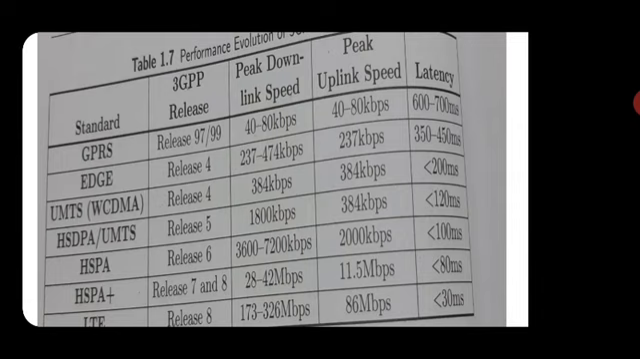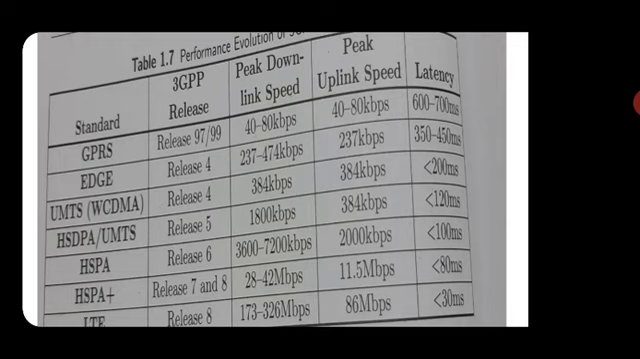In EDGE, look at how it is increasing here. The peak downlink will be 237 to 474 kbps. Similarly, uplink will be 237 kbps, and latency decreases to 350 to 450 milliseconds. UMTS is 384, a little bit increased, but not up to the level of EDGE here. Then high speed data, UMTS with 1800 kbps downlink and uplink of 384 kbps.